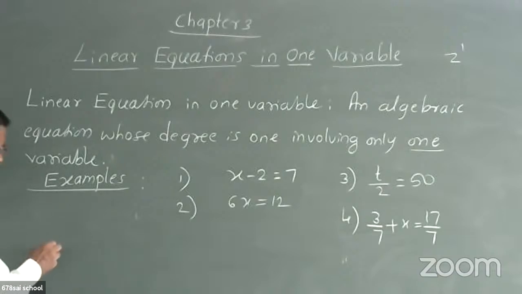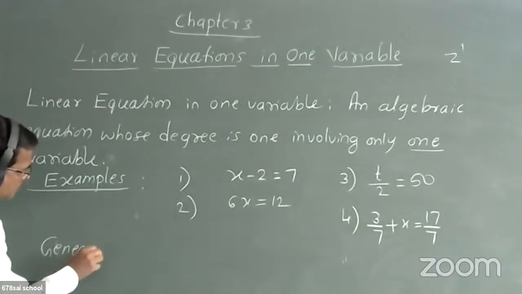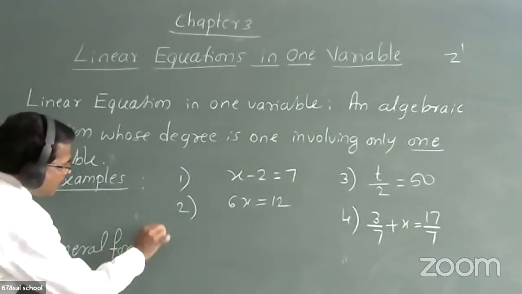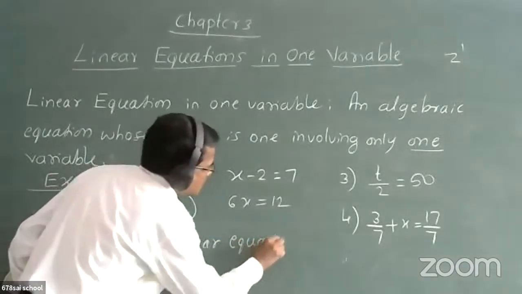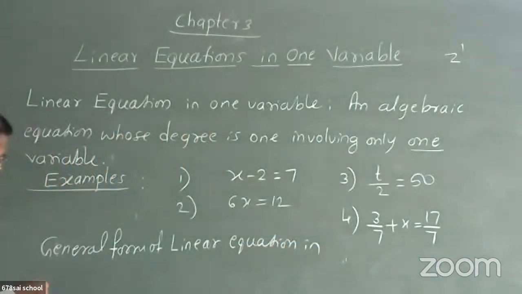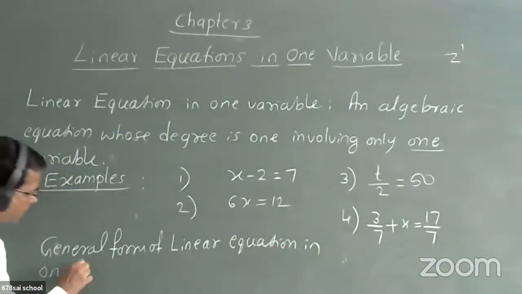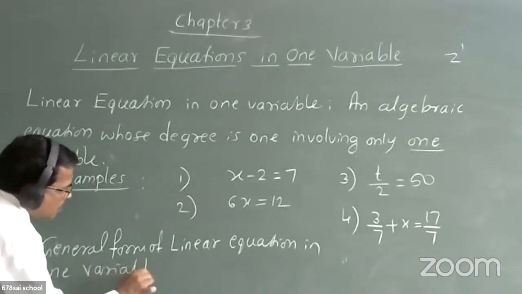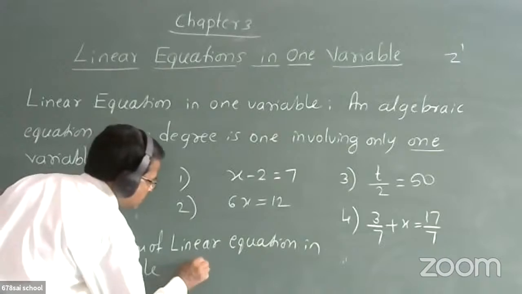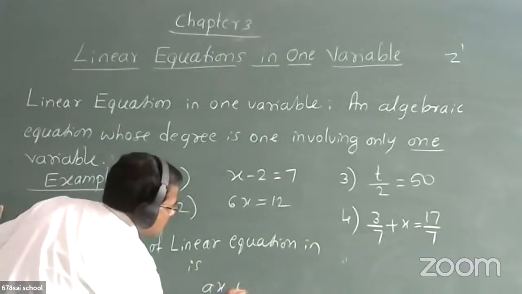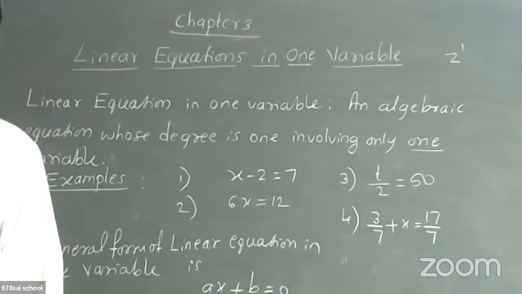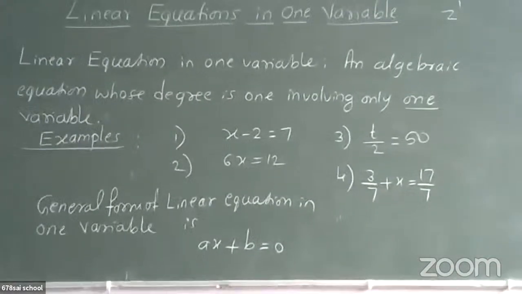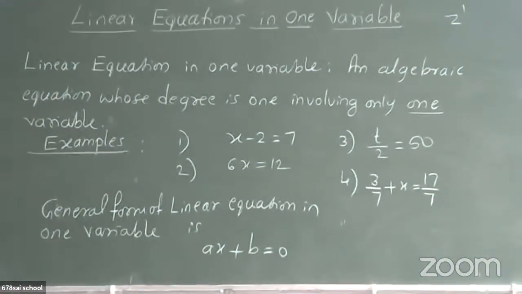What is the general form of a linear equation in one variable? The general form of a linear equation in one variable is ax plus b equal to 0. This is called a linear equation in one variable.